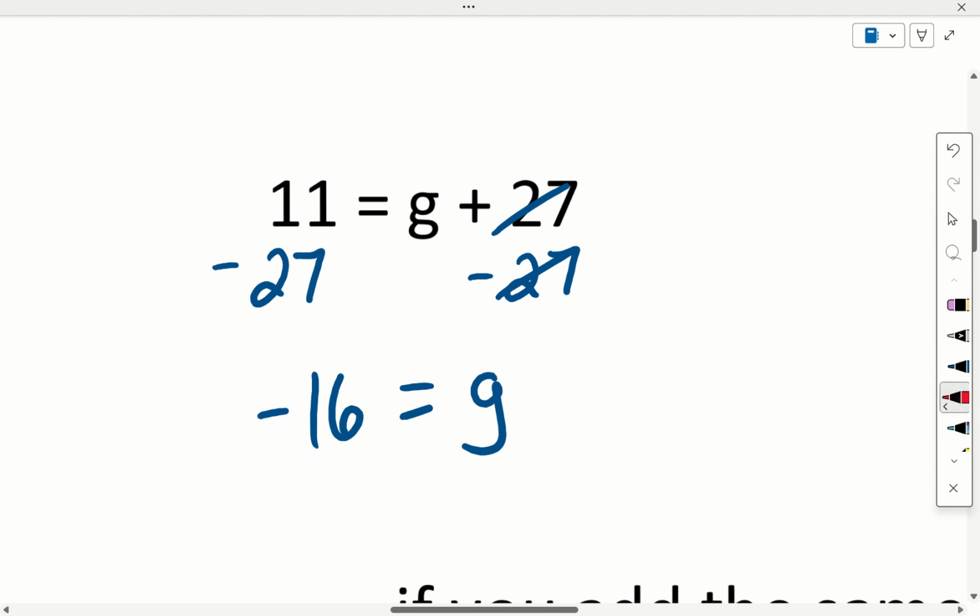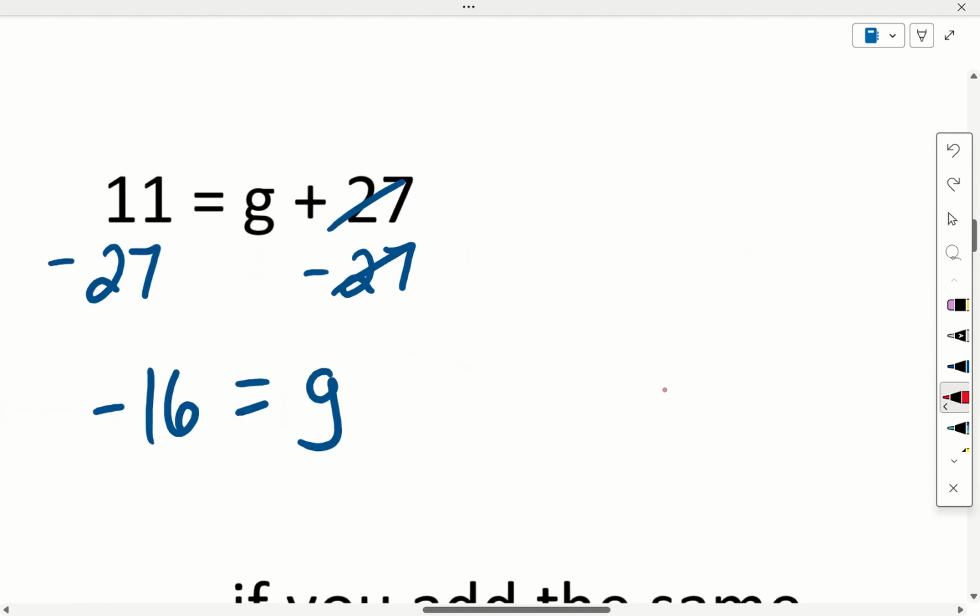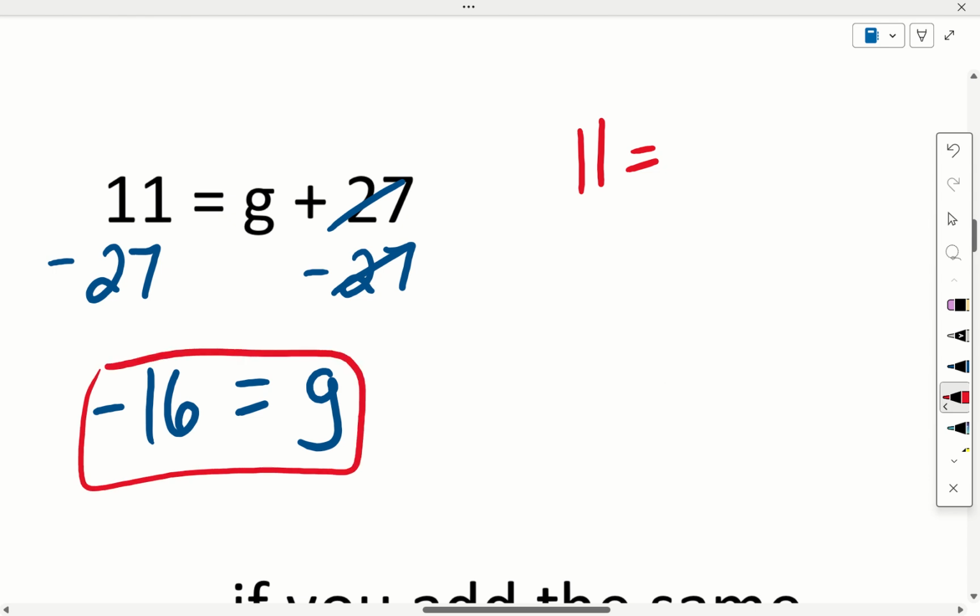Now let me show you something I did not do on the previous problem that I'm going to do here, and that's check my answer. So on a test or a quiz, if you have time at the end, what you can do is take your equation, which is 11 equals, and instead of g, we just figured out that g is equal to -16. So I'm going to plug in -16 here for g. We're going to add to that 27.